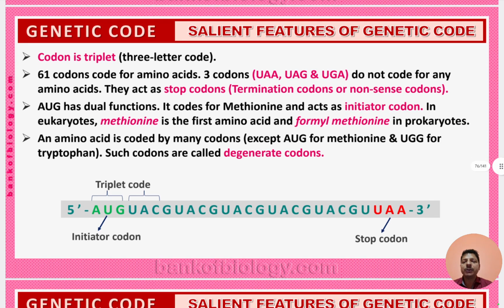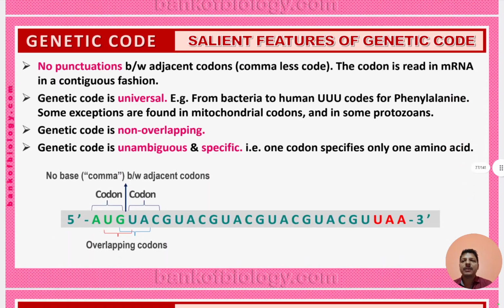So as I told you, AUG is the initiator codon, and as you see, triplet codes are given. AUG is the initiator codon, and UAA is a stop codon. Three stop codons are there: UAA, UAG, and UGA. Then, no punctuation between adjacent codons, a commaless code. The codons are read in mRNA in a contiguous fashion. The genetic code is universal, for example from bacteria to human. UUU codes for phenylalanine. Some exceptions are found in mitochondrial codons and in some protozoans.